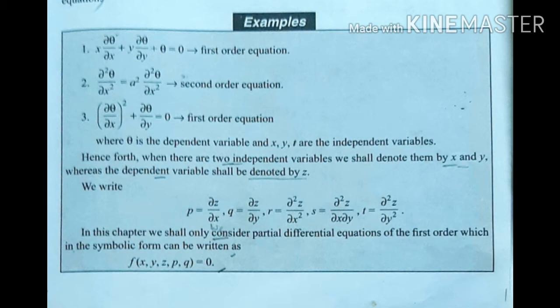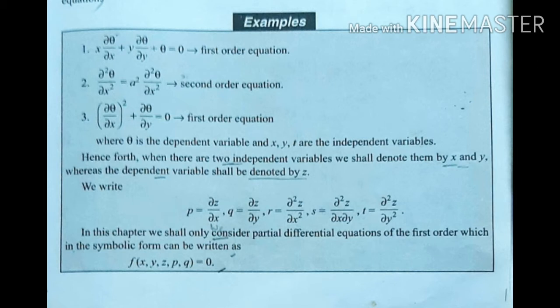Henceforth, when there are two independent variables, we shall denote them as x and y, whereas the dependent variable is denoted by z. There are some usual notations: small p is equal to del z by del x, that is, the partial derivative of z with respect to x, treating y as constant. Now, q is equal to del z by del y, that means the partial derivative of z with respect to y, treating x as constant.